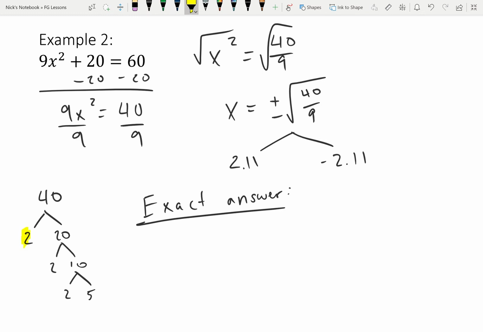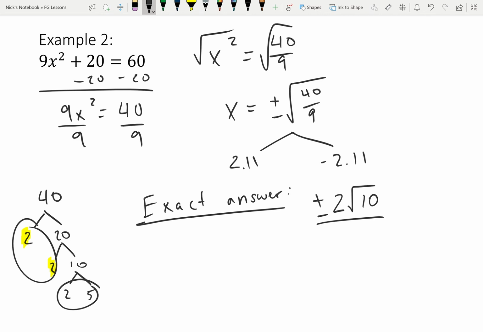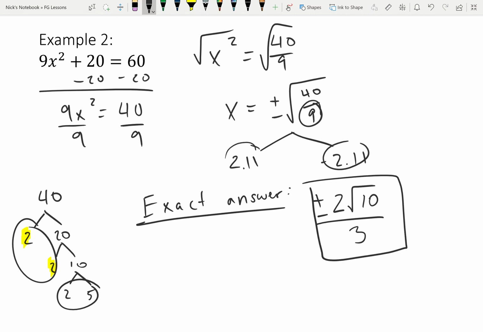We have a pair of 2's and no other pairs. So this is going to factor into plus or minus. We have this pair of 2's right here, so that comes out. And then still inside the radical, we have 2 and 5 multiplied to get 10. So plus or minus 2 times the square root of 10, and on the bottom we have the square root of 9. Square root of 9 is just 3. So there we go. That is our exact answer, where our approximate answers are right here. There we go. That's example 2.